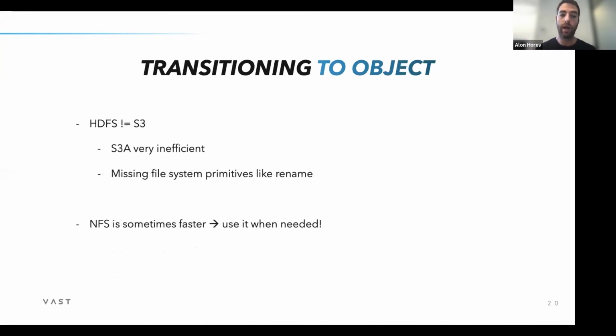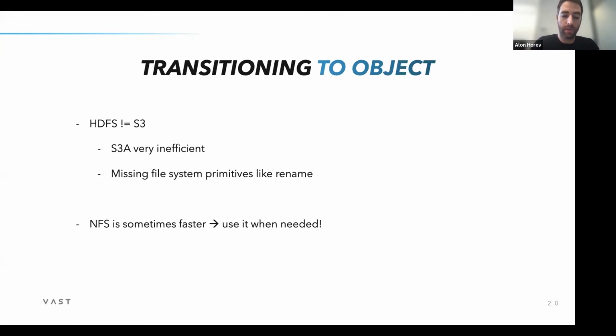Now, there's challenges with this transition to object. HDFS and S3 are very different, specifically within the context of the analytics world that talks a lot about HDFS and is based a lot on HDFS. And the open source community delivered connectors and ways to bridge this gap without changing applications. One of them is S3A, which is a connector, or basically a translation layer between HDFS and S3. And it's very inefficient.